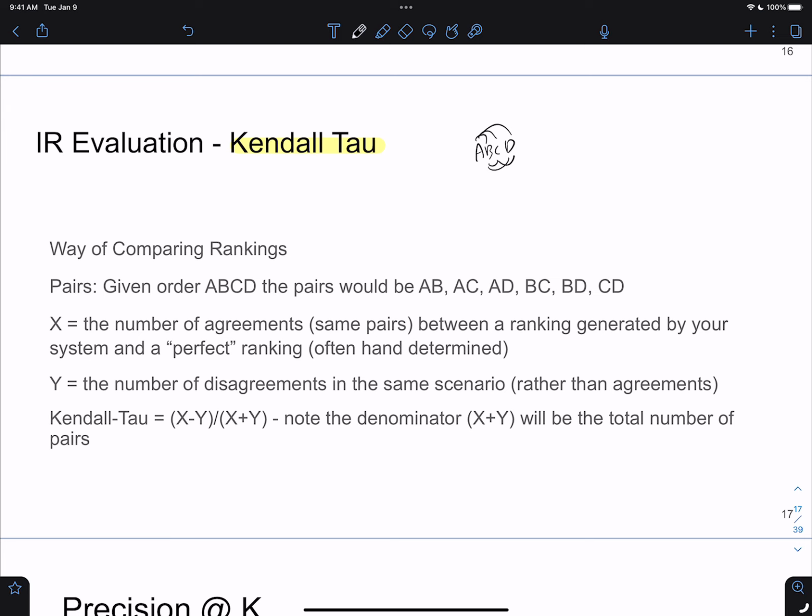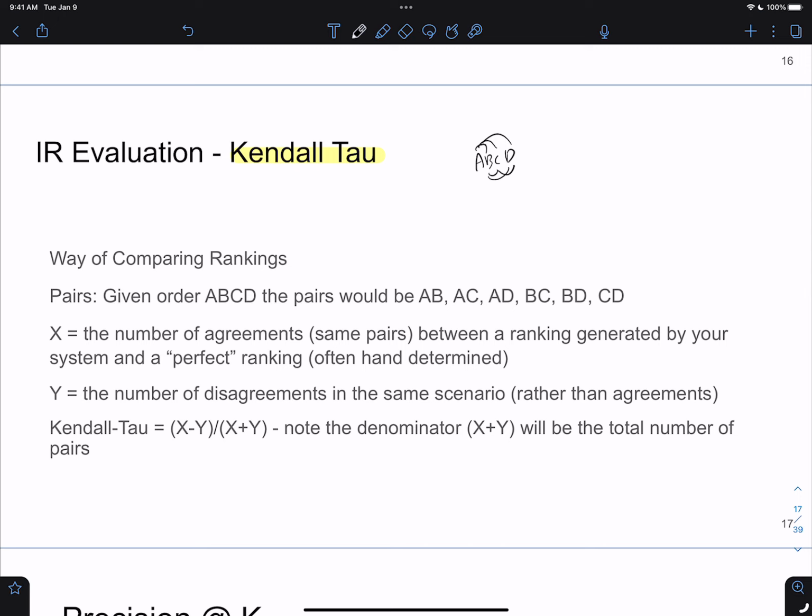The Kendall-Tau formula is x minus y over x plus y, where x is the number of agreements, the same pairs between the ranking generated by your system and a perfect ranking, which is often hand-determined, and y is the number of disagreements in the same scenario. Once you're able to get x and y, you just plug them into the formula, and that'll give you the Kendall-Tau distance given two systems. It's a way of comparing how close the two systems are in terms of ranking.